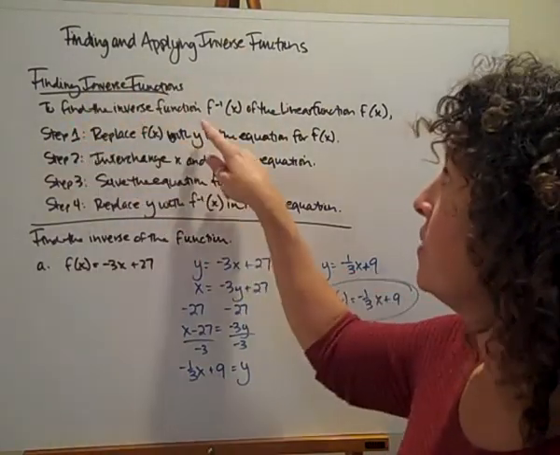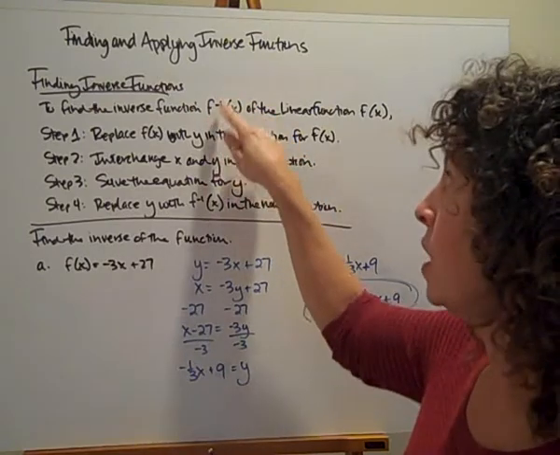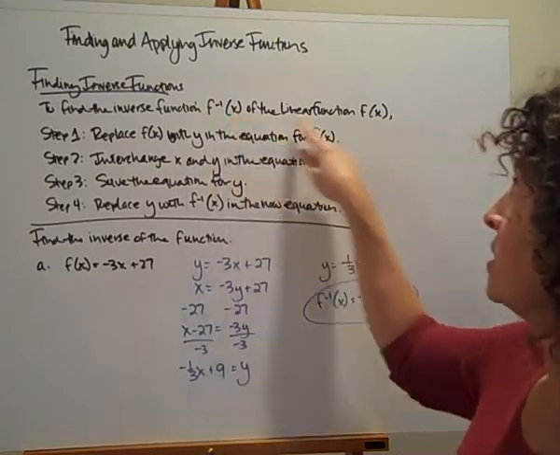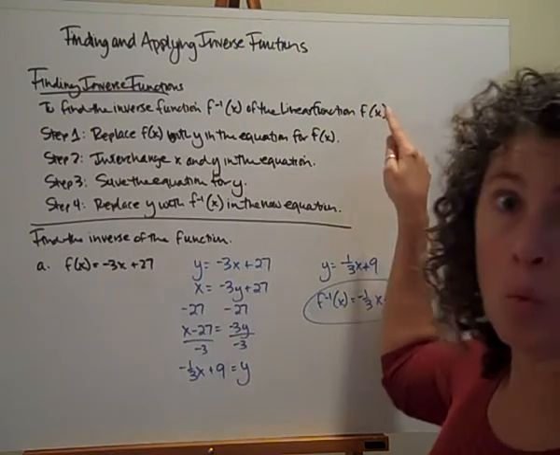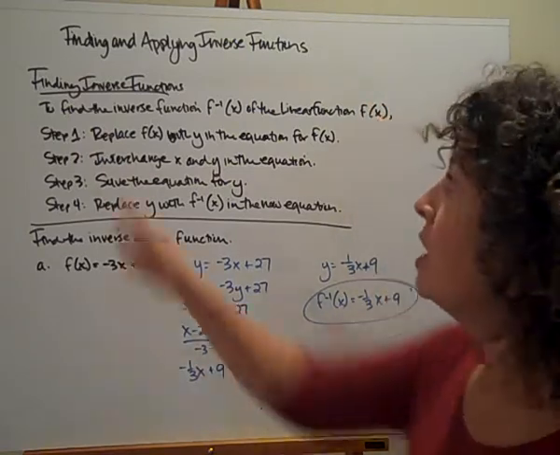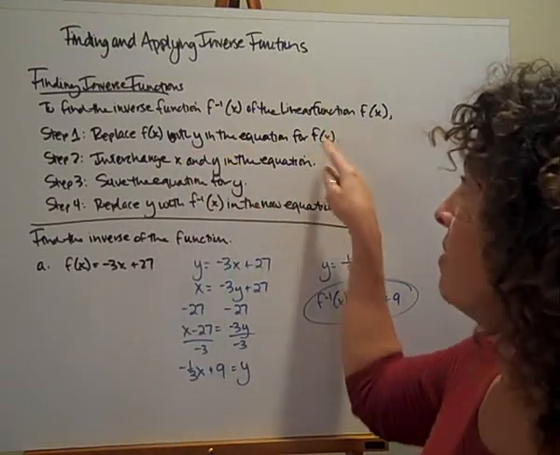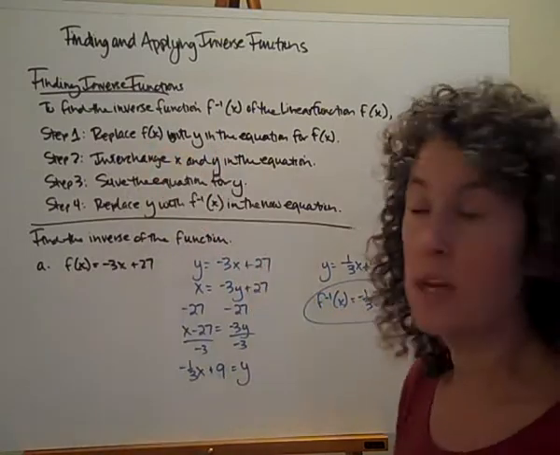Finding an inverse function. To find the inverse function, which we're going to call f negative 1 of x, of the linear function f of x. Remember, this is what we're used to seeing, and this is typically our y value. We talk about that as our y. First step, replace f of x with y in the equation for f of x. So if we have an equation f of x, the f of x is going to come out, and we're going to put a y in its place.